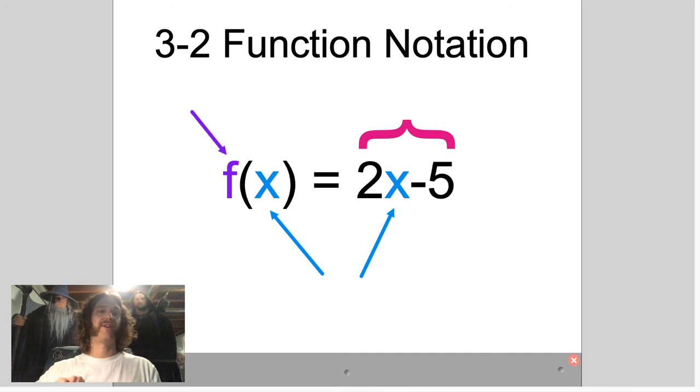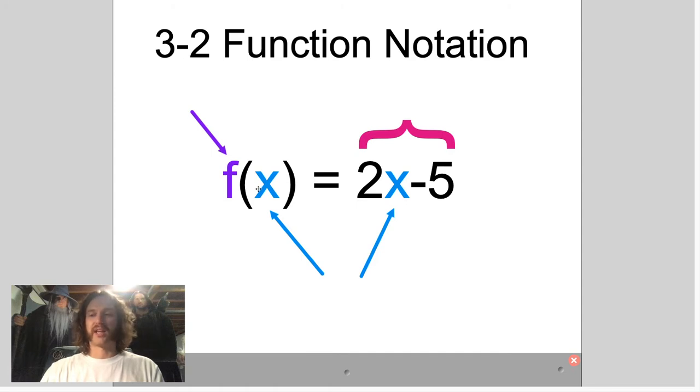So I'm going to be very, very clear right here. When you see this f of x, pretend that it's like a y, or g of x, or h of x, or a of x, or m of x. You can treat it like a y. It does not mean f times x.